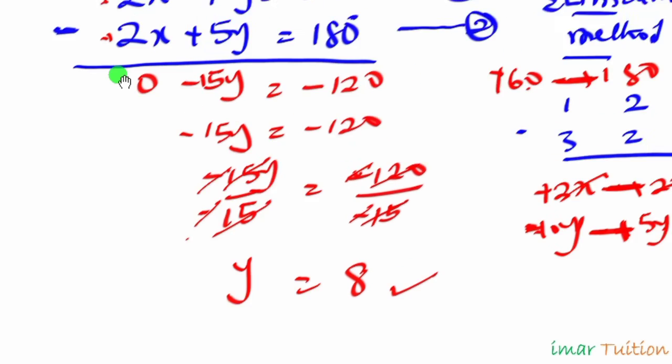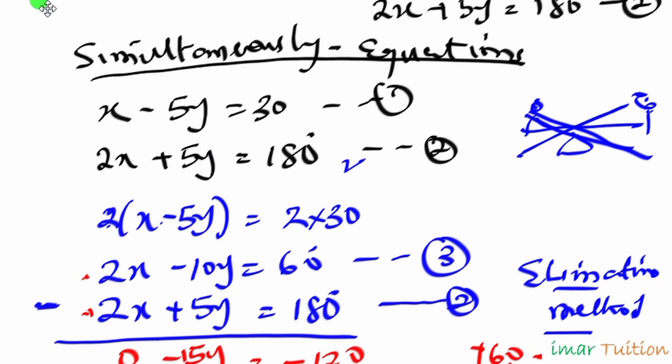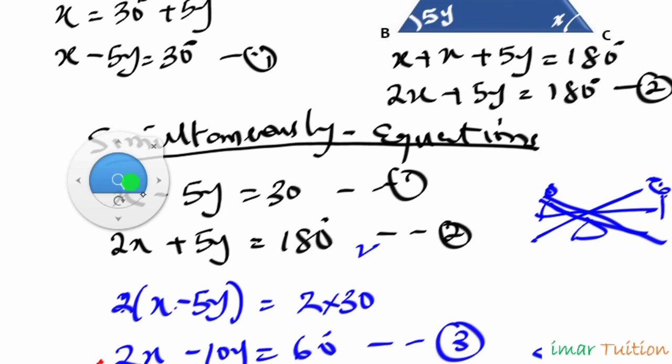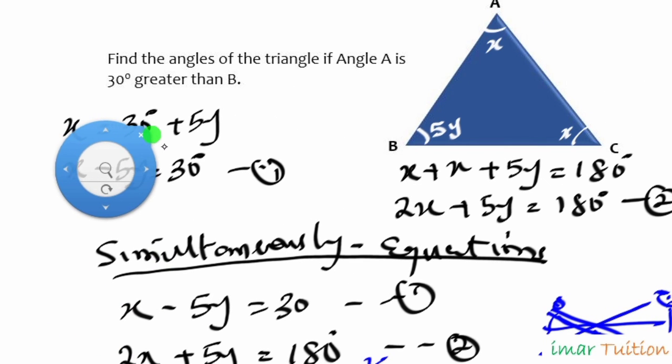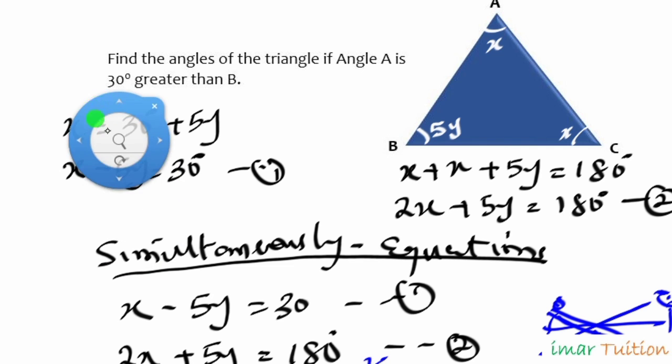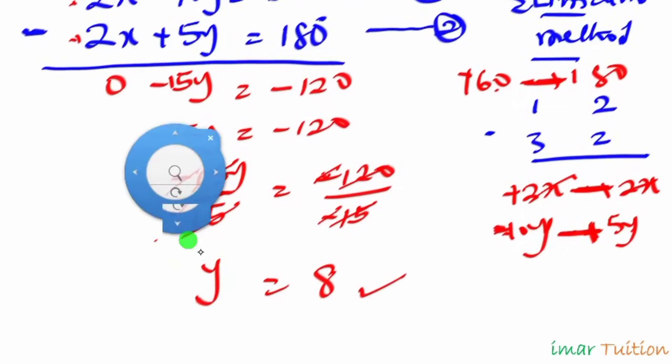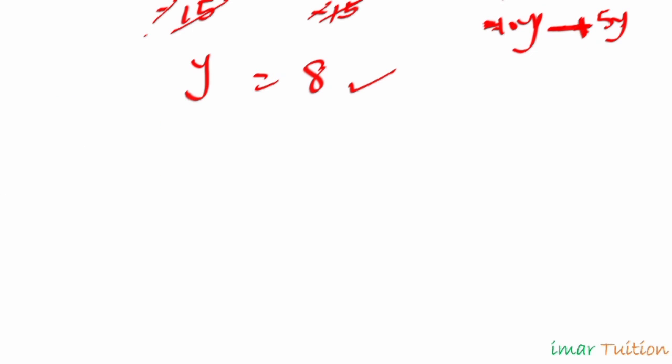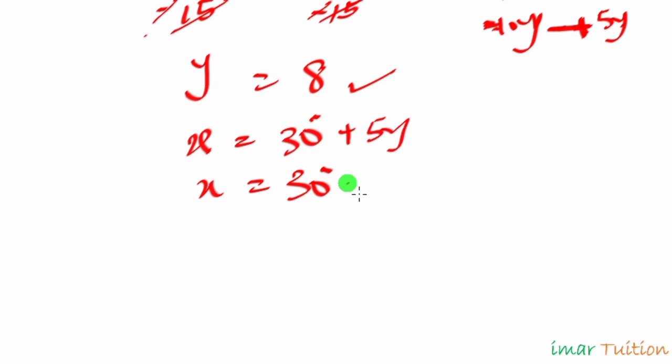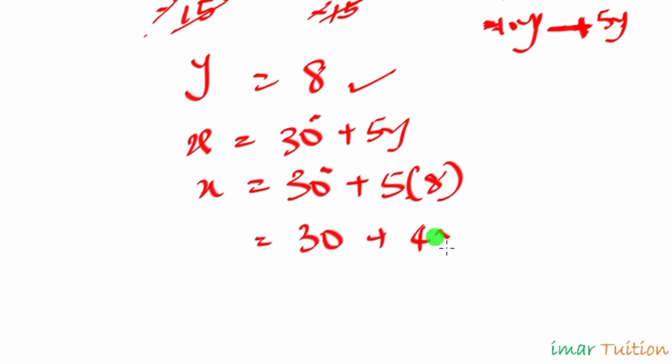So let's look for x. You recall from one of the equations that x is equal to 30 degrees plus 5y. Let's use that to look for x. If you substitute the value of y to replace y here, we'll have x equal to 30 degrees plus 5 brackets 8. And that gives you 30 plus 5 times 8, which is 40, so x is 70 degrees.